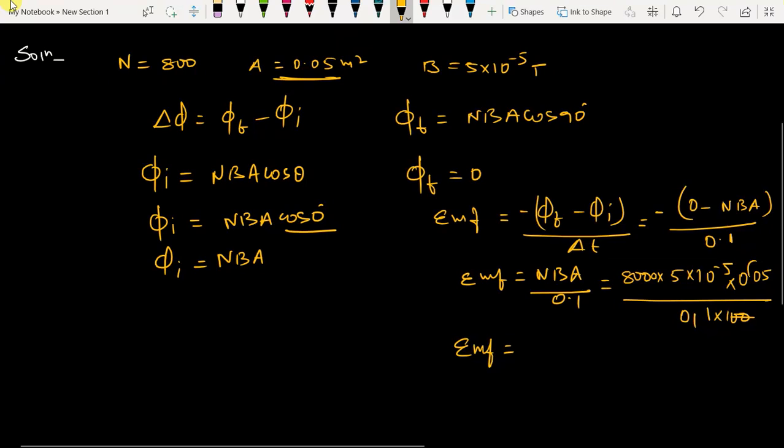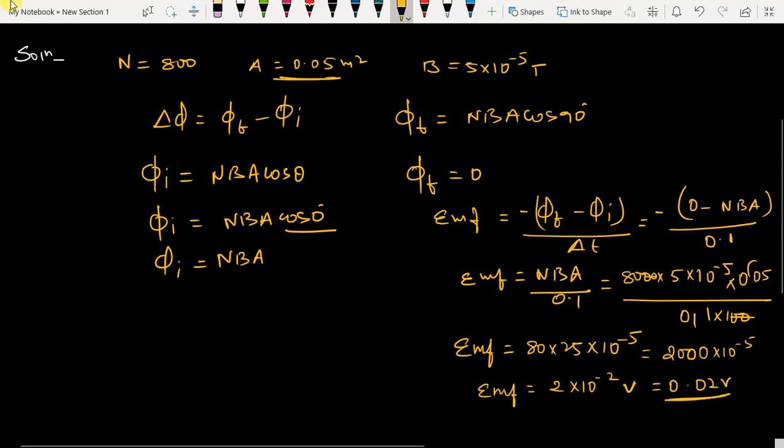Okay, now 2 zeros and 2 zeros will get cancelled out, right? And now we are going to get what? Just try to understand. This is now 5 into 5 into 80. So it is 80 into 25 cross 10 to the power minus 5, right? So what will be this quantity now? It is 200 into 10 is 2000 cross 10 to the power minus 5. So EMF is going to be 2 cross 10 to the power minus 2, right? This much volt, or we can say this is 0.02 volt, right? So this is the EMF induced.